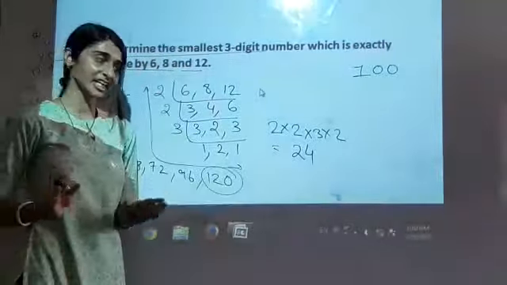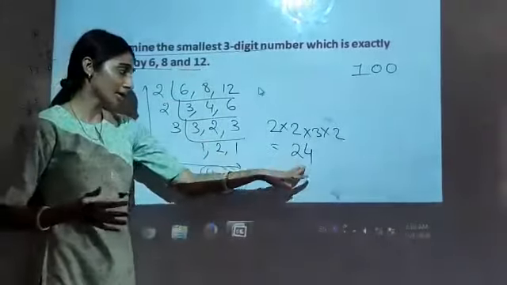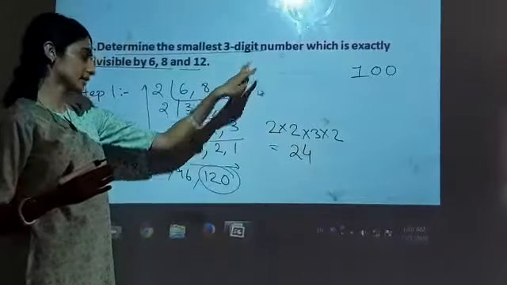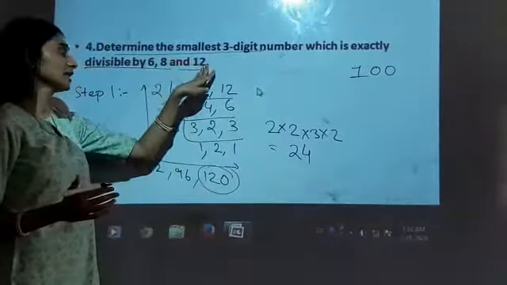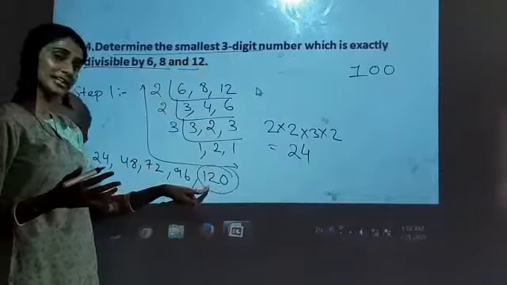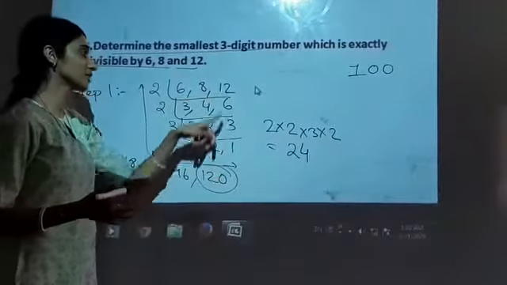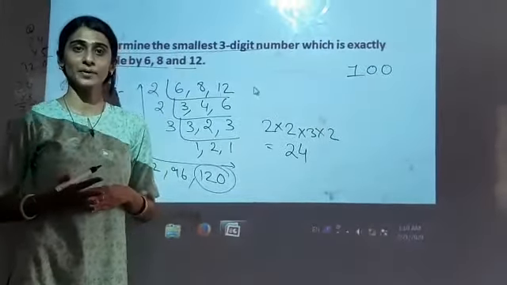So what are the steps? You have to first find the LCM of the given numbers. With that LCM, find the multiples of that LCM till you get the desired answer. So 120 is the smallest 3-digit number that is divisible by all 3. You can check your answer. 120 is divisible by 6 also, 120 is divisible by 8 also, 120 is divisible by 12 also. So let's understand with one more example.